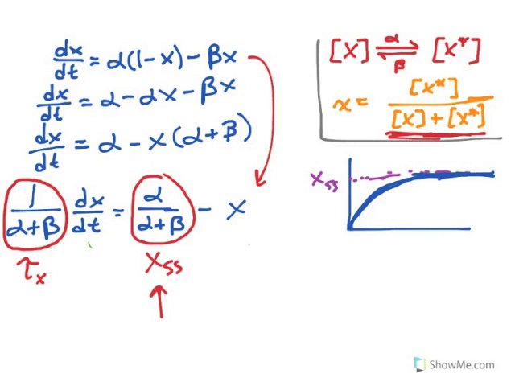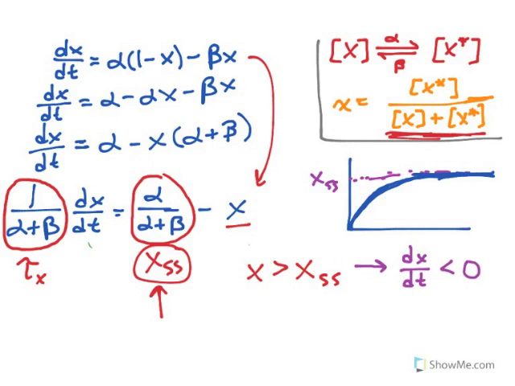as you have this difference between a constant term and x. So if this difference is positive, i.e. x greater than xss, then in this case dx dt would be negative, because x is greater than alpha over alpha plus beta. So dx dt is negative, which means that x will be going closer to xss. X is greater than xss, but x is decreasing, and therefore getting closer to xss.